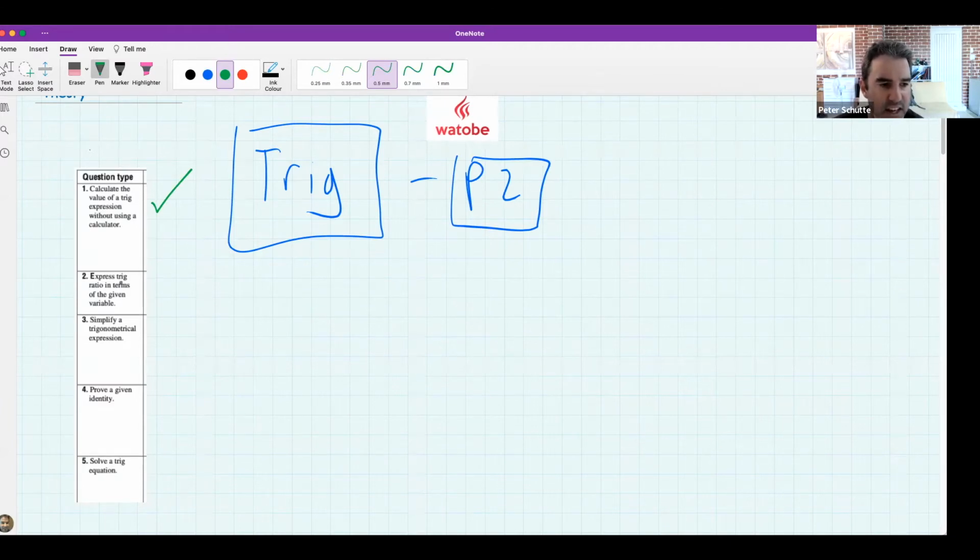In fact, let me get a highlighter. So this is find the value of trig expressions without a calculator. That's one type of question. Then express trig ratios in terms of a given variable. That's another type of question. Simplify a trig expression. That's another type of question. And then prove an identity. That would be another type. And then solve a trig equation would be another type. So these are the 5 types of questions I will try to touch on over the next 2 lessons.